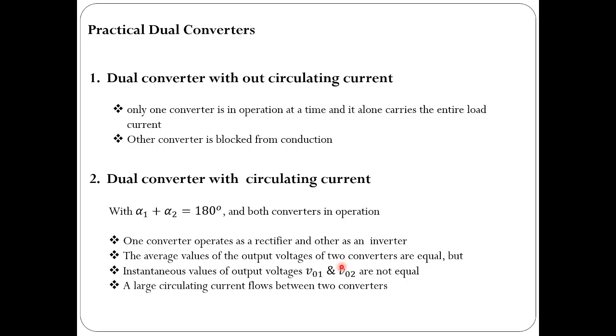right? And how can you overcome this problem? You can overcome this problem by inserting a reactor which can limit the circulating current. You can insert a reactor in between converter 1 and converter 2 so that the circulating current between converter 1 and converter 2 can be limited. And you have to keep one thing in mind, that the circulating current would flow between converter 1 and converter 2 only, and the circulating current will not enter into the load. That is one important point to be remembered.